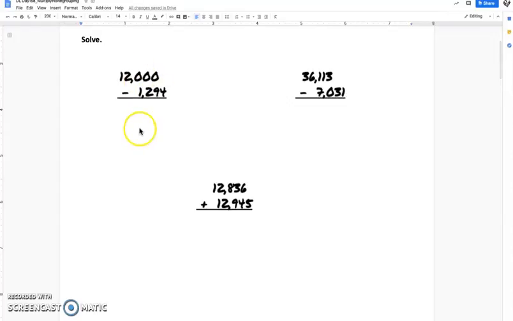Press pause. When you return, my answer will be on here and we will work through it together as a class. But make sure you do your due diligence and try to answer these problems on your own. Press pause.